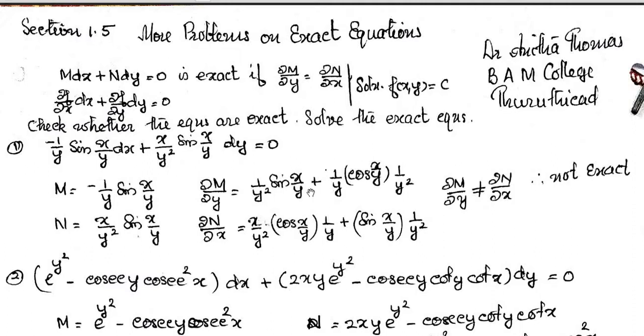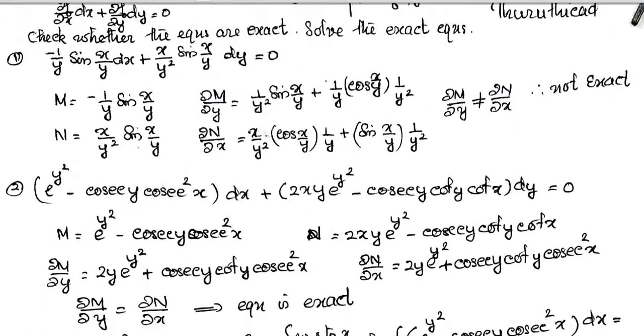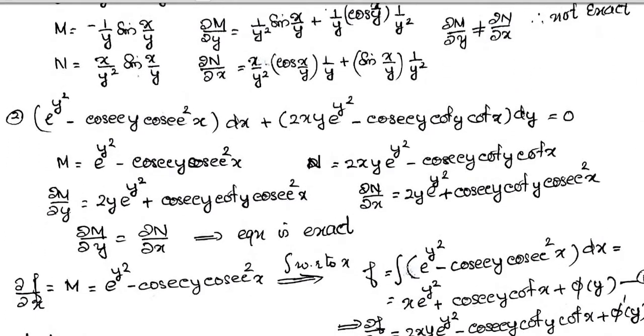We need the product rule for differentiation, and we get this quantity. N is again a product of two functions, x by y square and sine of x by y. Here also we need the product rule, and thus we got these two quantities, dou M by dou y and dou N by dou x, but they are not equal, therefore it is not exact. So we shall move to the next problem.